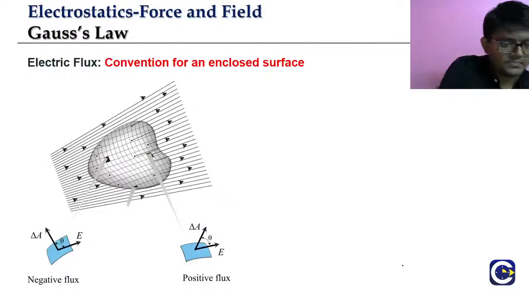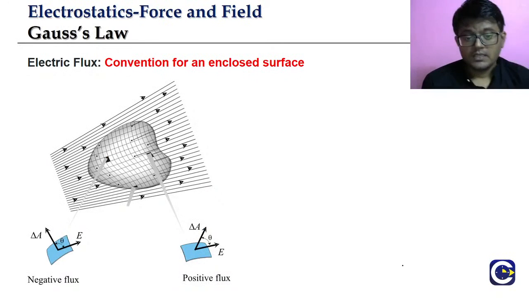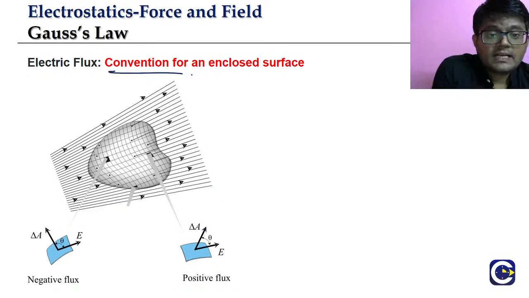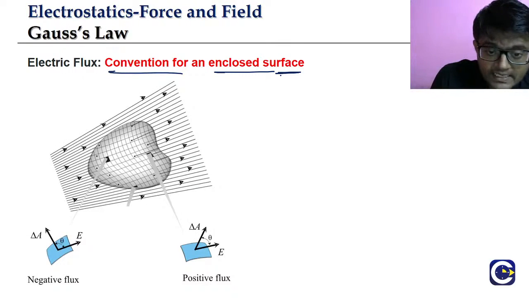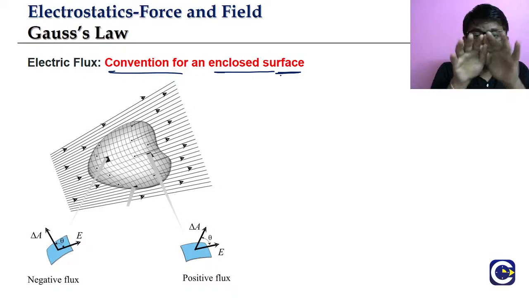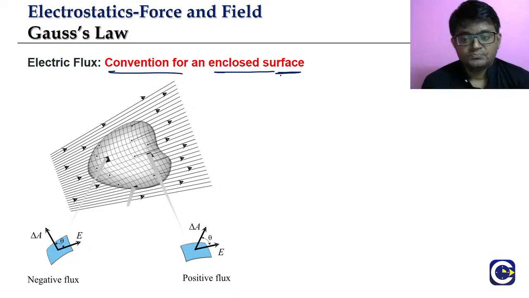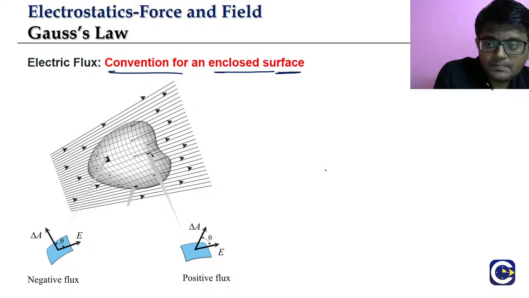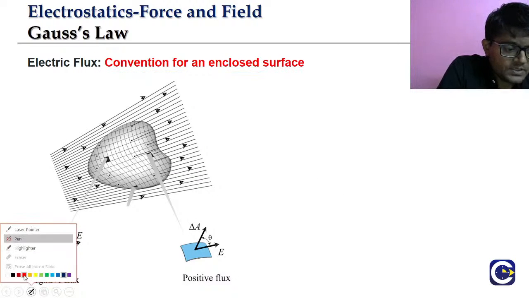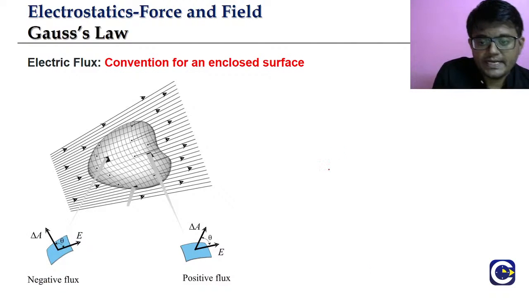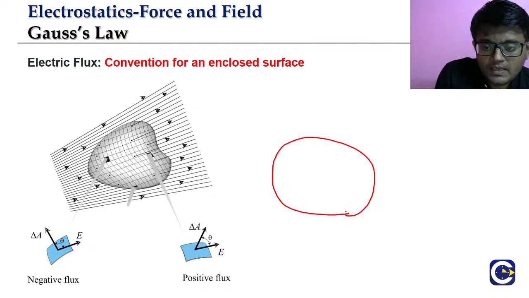Okay, next பாருங்க, the convention for electric flux for an enclosed surface. Enclosed surface என்ன தெரியுமா, it should be enclosing some volume. Like நீங்க ஒரு ஸ்பியர் எடுங்க, take a sphere. ஸ்பியர் எடுத்தா அந்த ஸ்பியருக்குள்ள there is a volume.